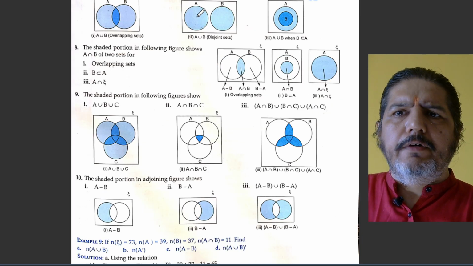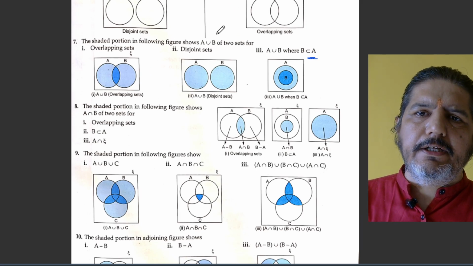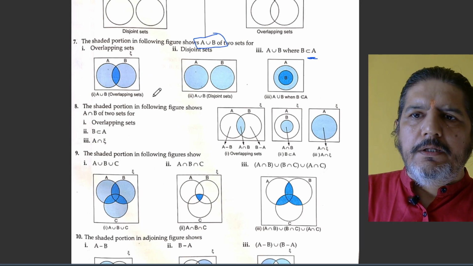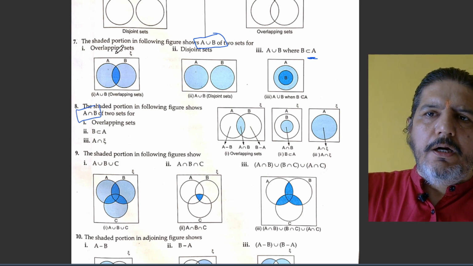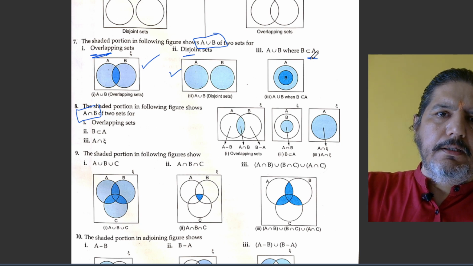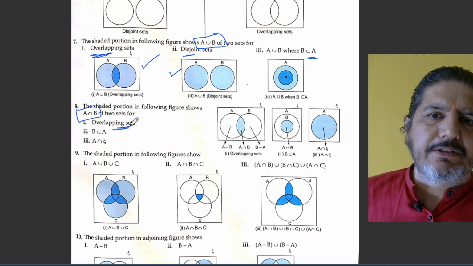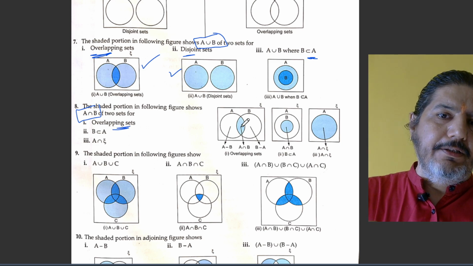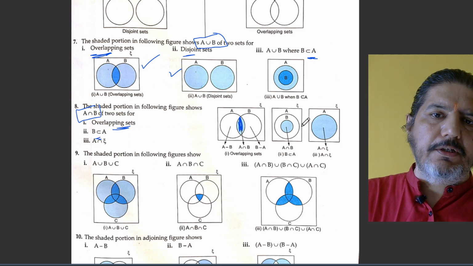Now let's move ahead. What they are trying to show you is that first they have taken A union B, then they have taken A intersection B. They are showing how it looks for the overlapping set, the disjoint set, and where B is a subset of A. So now we'll be doing A intersection B for overlapping sets, which is what is common to both A and B. For B a subset of A, this is how it looks.